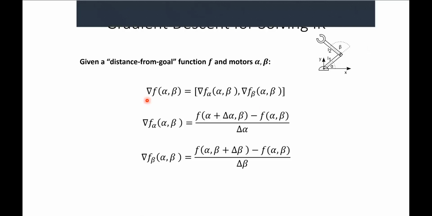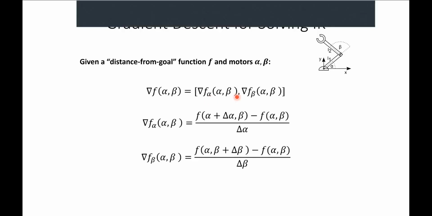So the gradient of my error function, the distance from my goal, which depends on my motor angles, is just going to be equal to the derivative with respect to alpha of that function and the derivative with respect to beta of that function. And if we remember what that actually means in terms of our objective, if I find the derivative of f, our error function, with respect to alpha, I'm learning the relationship between how changes in alpha change my error function result. So I can figure out which direction I have to turn alpha in order to minimize that.